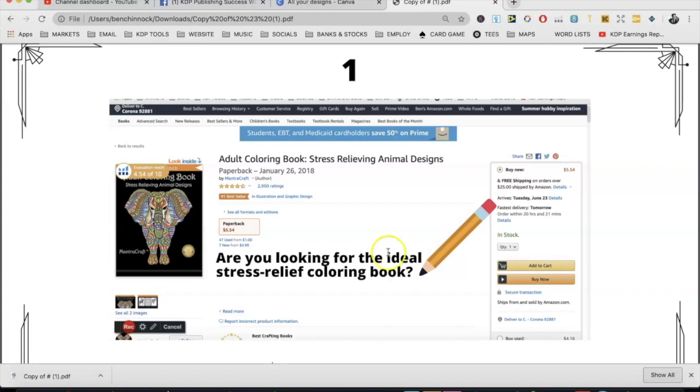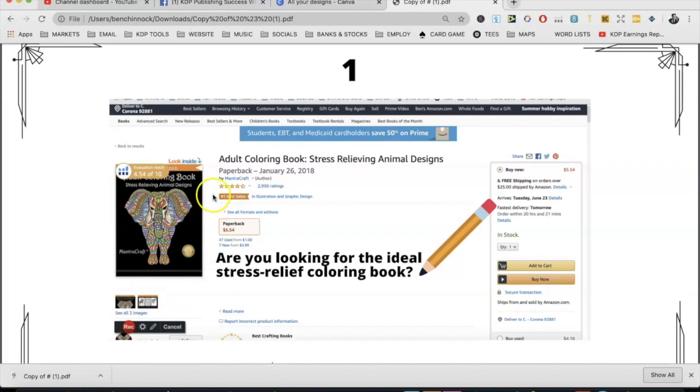Now, if you can see the question that I've written here, and we're going to format it in this sense as well, so it's going to be huge letters. So it's going to be the first thing they see when they click on your products, right? Because it's so bold. And essentially it says, are you looking for the ideal stress relief coloring book? And that's quite targeted by the sounds of it. But in actuality, we already know this about the customer, because if you can see, if we pretend that this is our book, we've already designed the book that says adult coloring book, stress relieving animal designs.